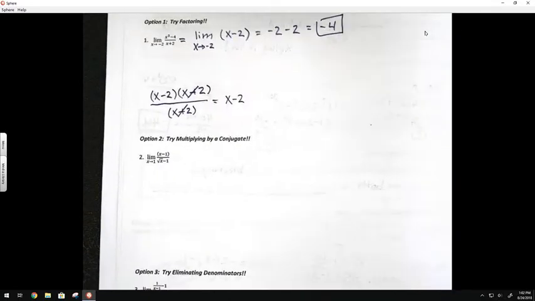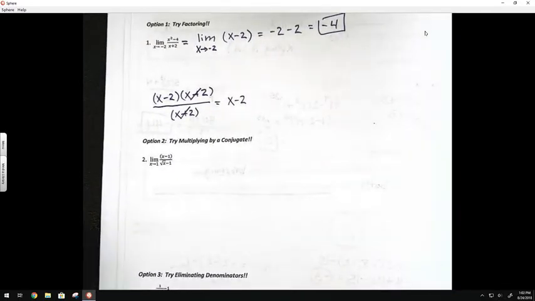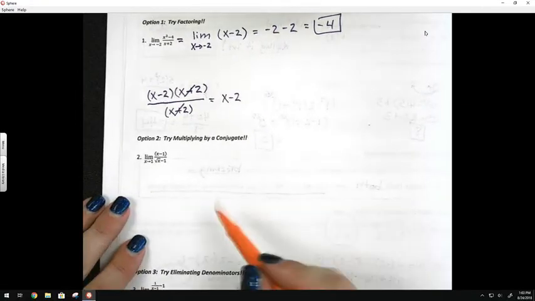Okay? The next one we've got here is multiplying by a conjugate. And I feel like when I say that, people freak out. So please don't freak out, okay? Multiplying by a conjugate.